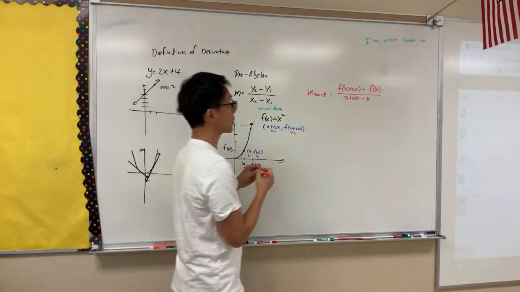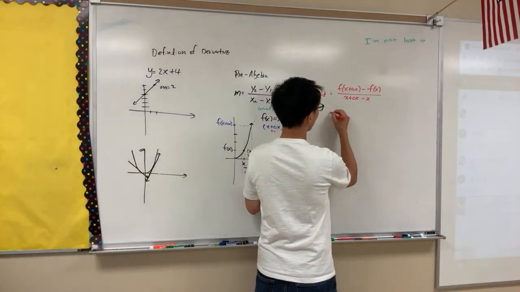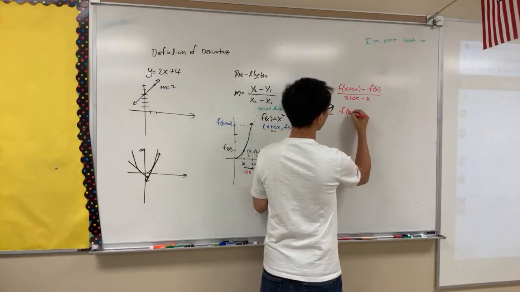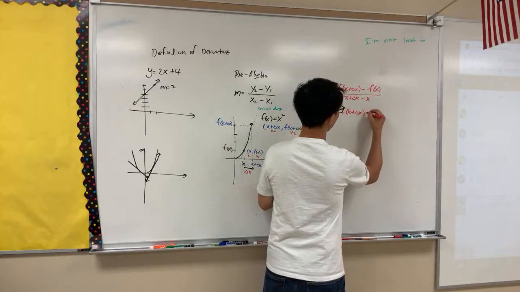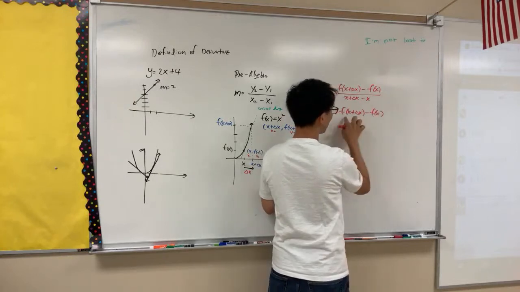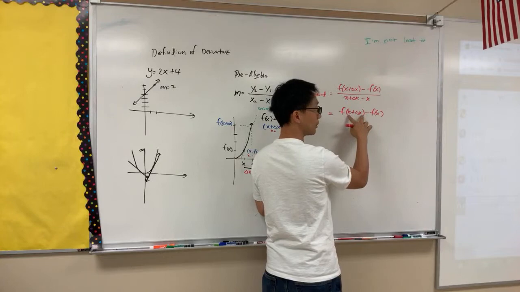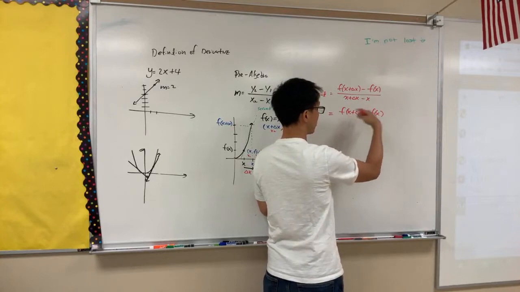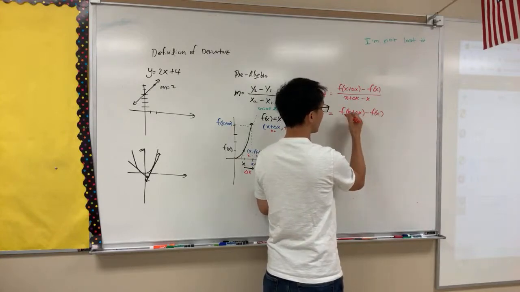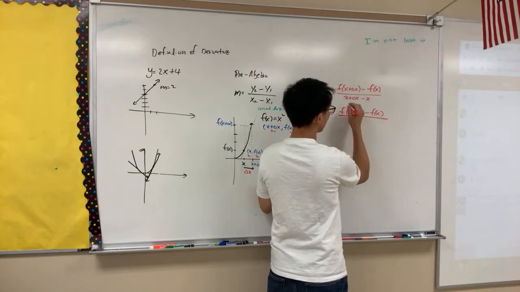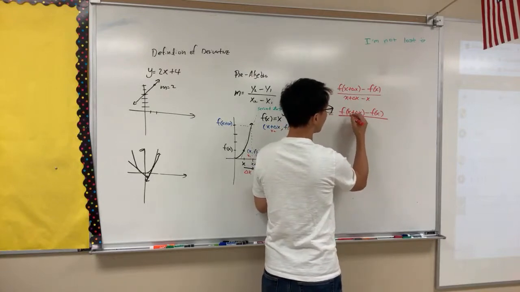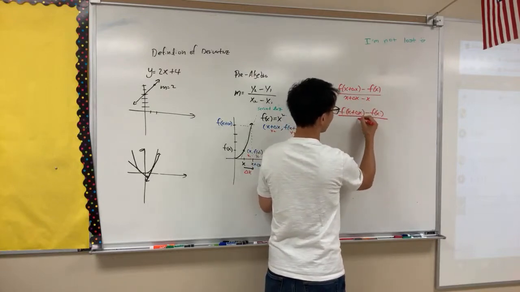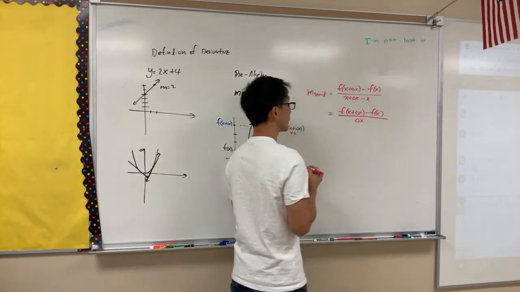Can we simplify this? It's equal to f of x plus delta x minus f of x. Make sure you cannot distribute, because this is an argument. You cannot distribute that in. Don't do that. So here the x and x cancel out, so we're left with delta x. Are you following me so far?